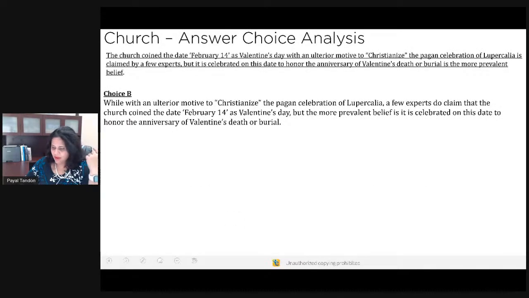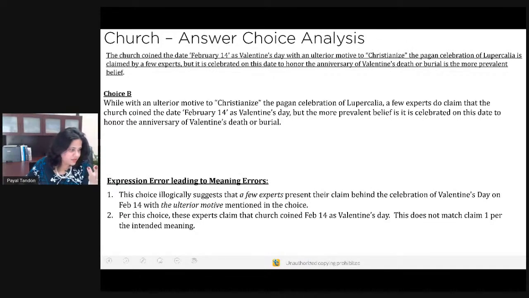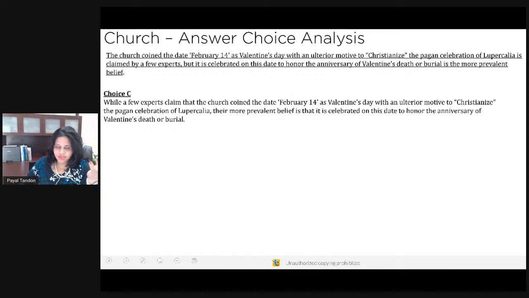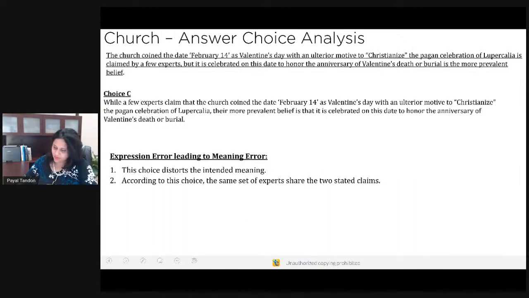Let's go through the choices. I'm going to breeze through this. Not many people selected choice B. Let's go to choice D, which was selected by a number of you, right? So D and even C was selected. C is wrong because, while a few experts claim that the church coined this thing, their more prevalent belief, so here there is what causes an issue, because now it means that the more prevalent belief is of these few experts, and that is absolutely wrong. So that's why that 100%, the 200% clarity of meaning is so very important, because then you won't make this mistake.